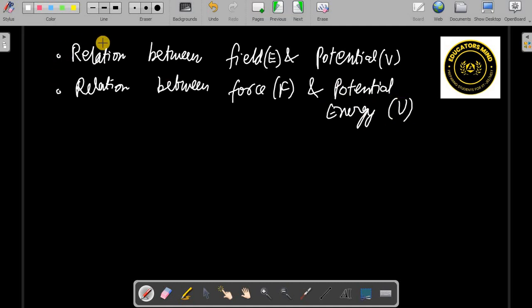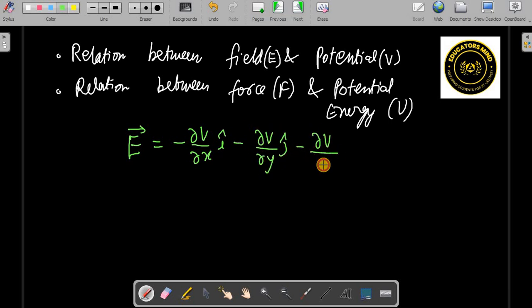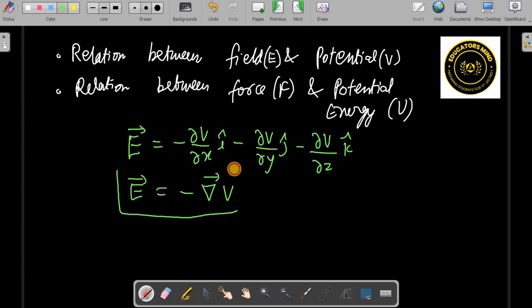So two things we can see here. Let's understand the field and potential relationship. Field in terms of vector can be given as minus ∂V/∂x i cap minus ∂V/∂y j cap minus ∂V/∂z k cap. And in general we can write this also as minus del vector of V. Okay, this is how we can write potential.